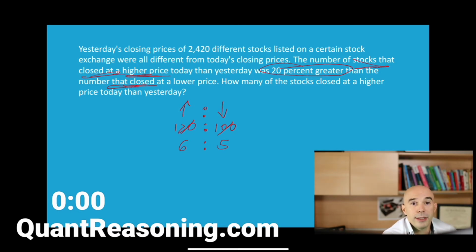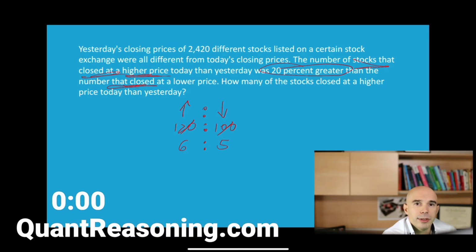Exactly. So the stocks that went up from yesterday is the 6, and the stocks that went down from yesterday is the 5. Now, they told us something in the very first sentence. They said that all of the stocks closed at a different price today compared to yesterday. That means they all either went up or down. None of them stayed the same. Well, that means that our ratio of 6 to 5 captures all of them, all of the stocks. There aren't any other stocks that weren't in this group.